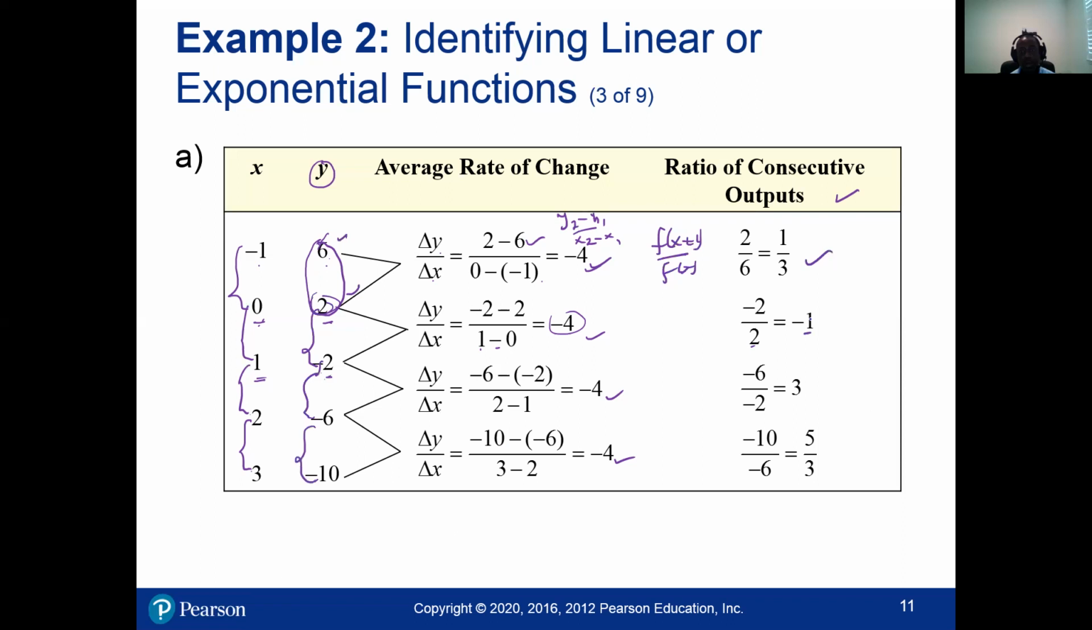And you can see that this is not constant. This is 1/3, negative 1, this is 5 over 3. So that's not constant. So for part A, it is linear, because the average rate of change is constant: negative 4, negative 4, negative 4. So it means we have to find the equation.